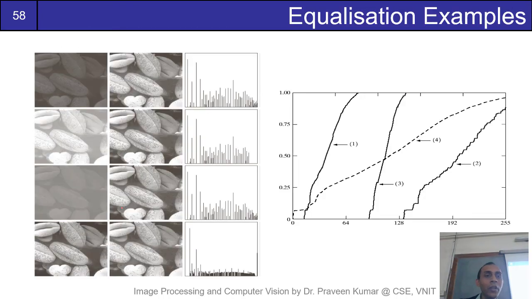Irrespective of what input image you take, if you apply that formula, you will get a different transformation function. For the first image, you will get this transformation function. For the second image, you will get this one. For the third image, where the intensity values were in between, you will get a transformation function like this. The fourth image, which was already enhanced, will have a transformation function almost identical to the identity function.